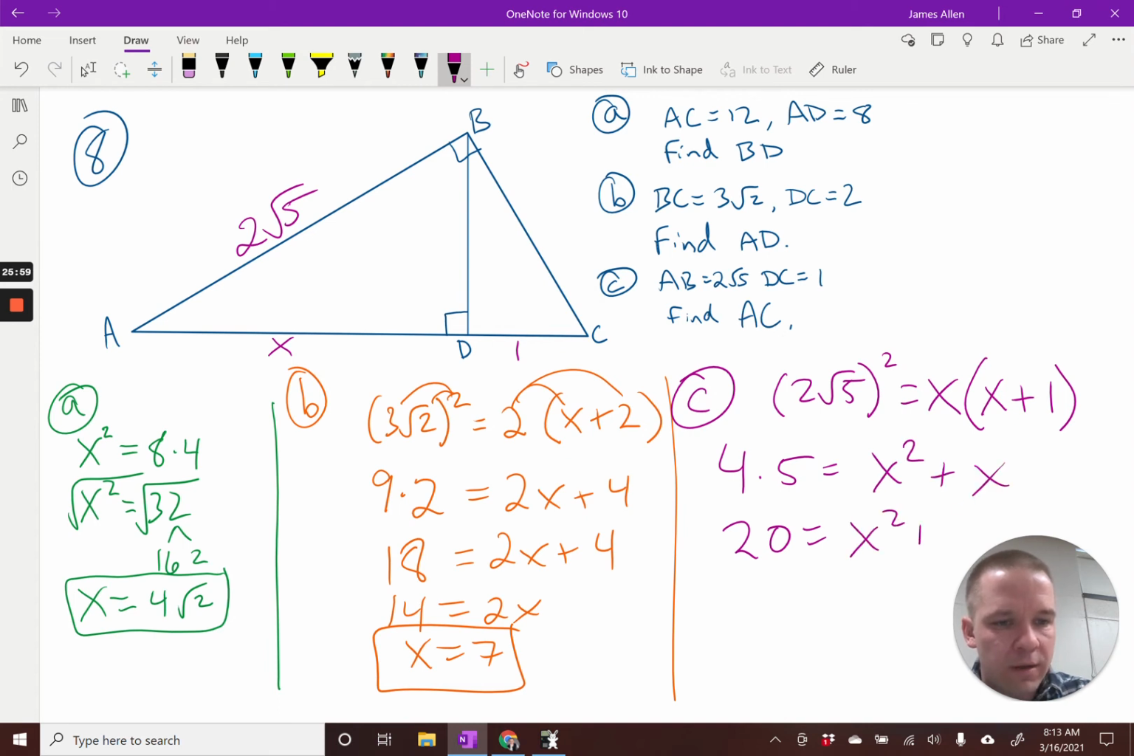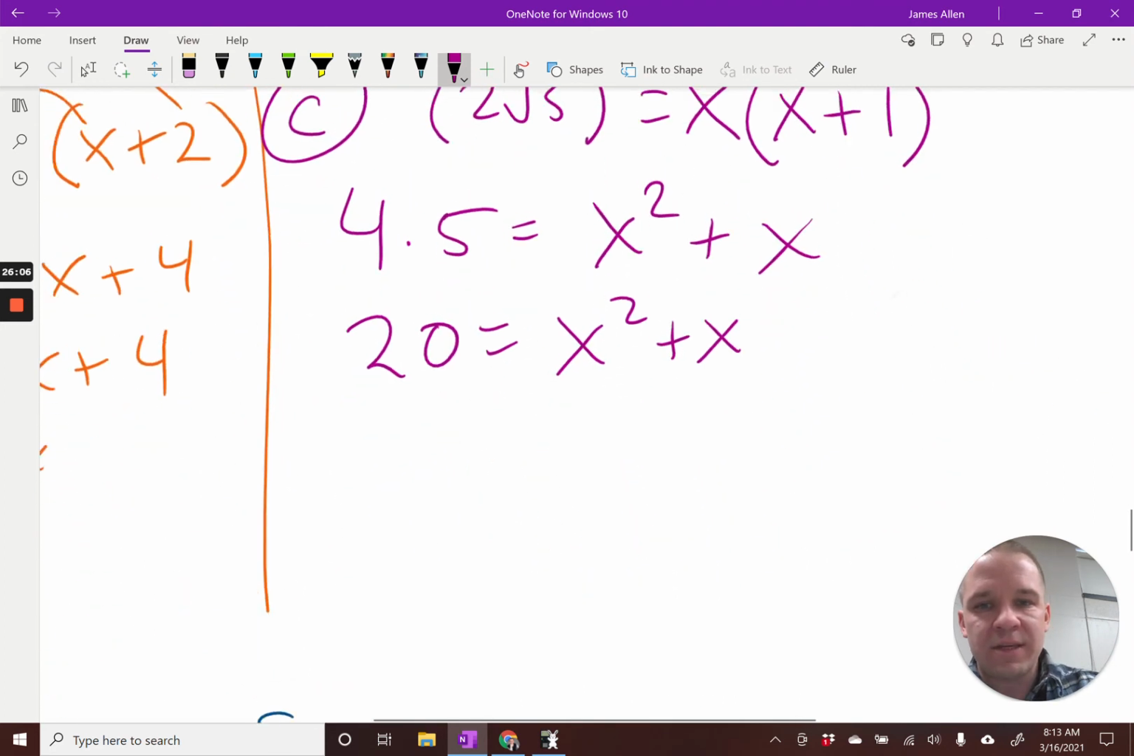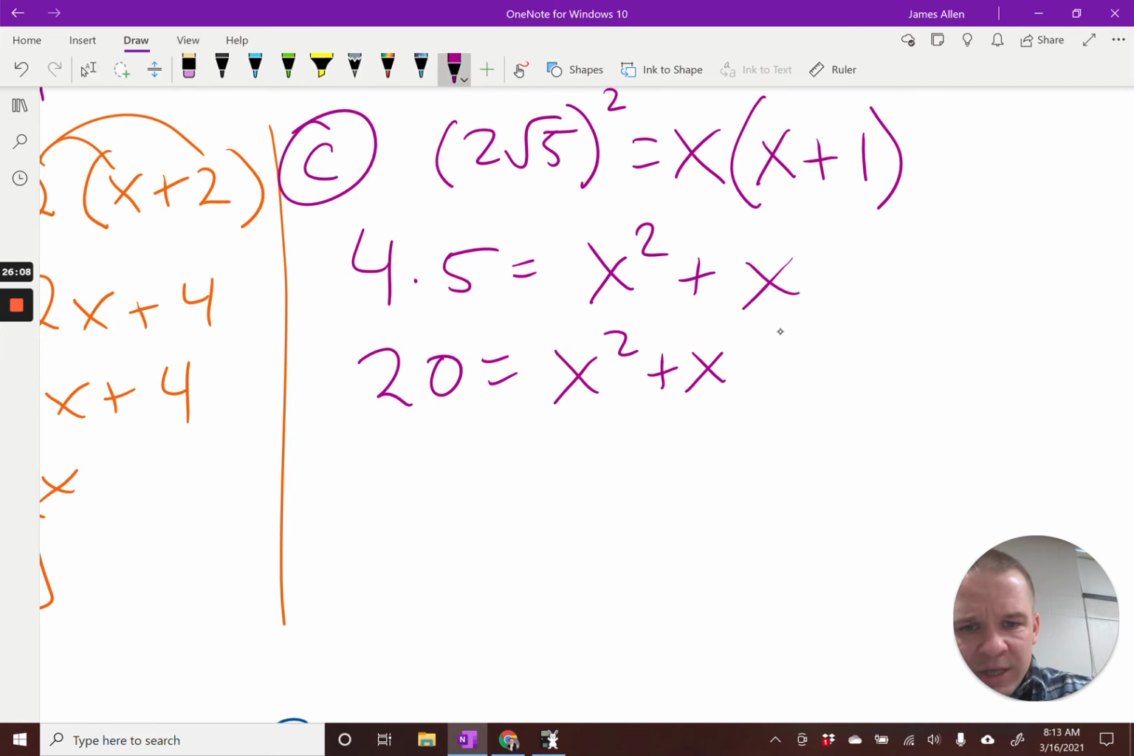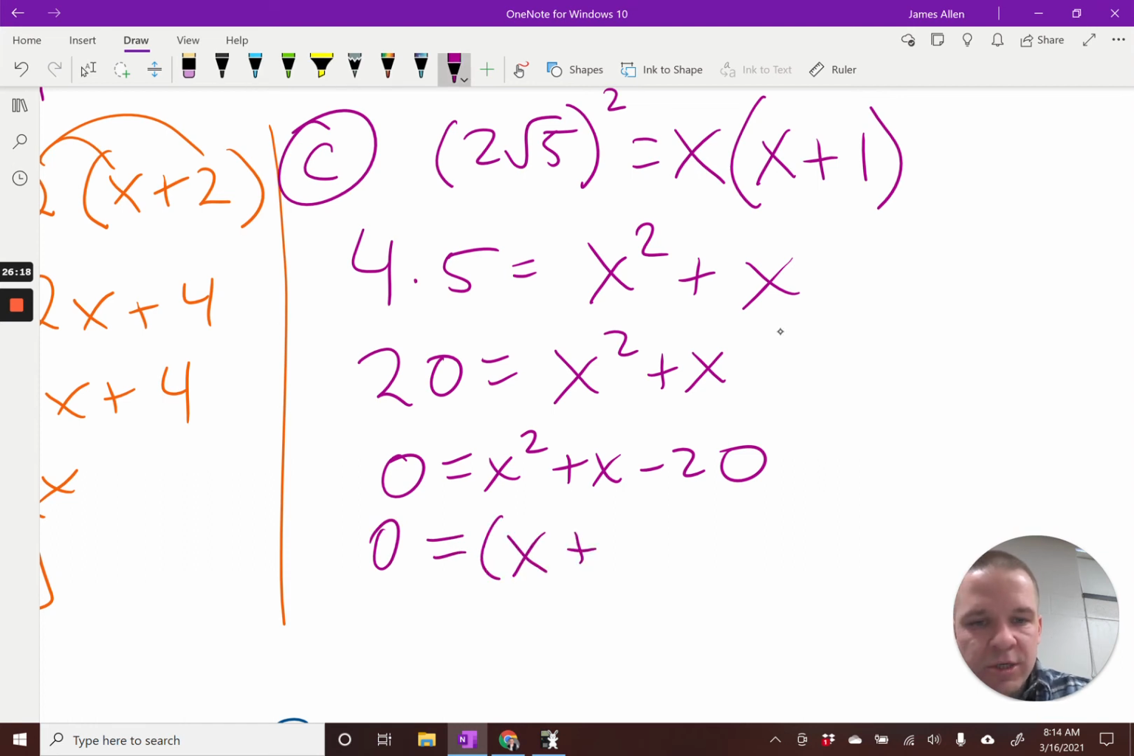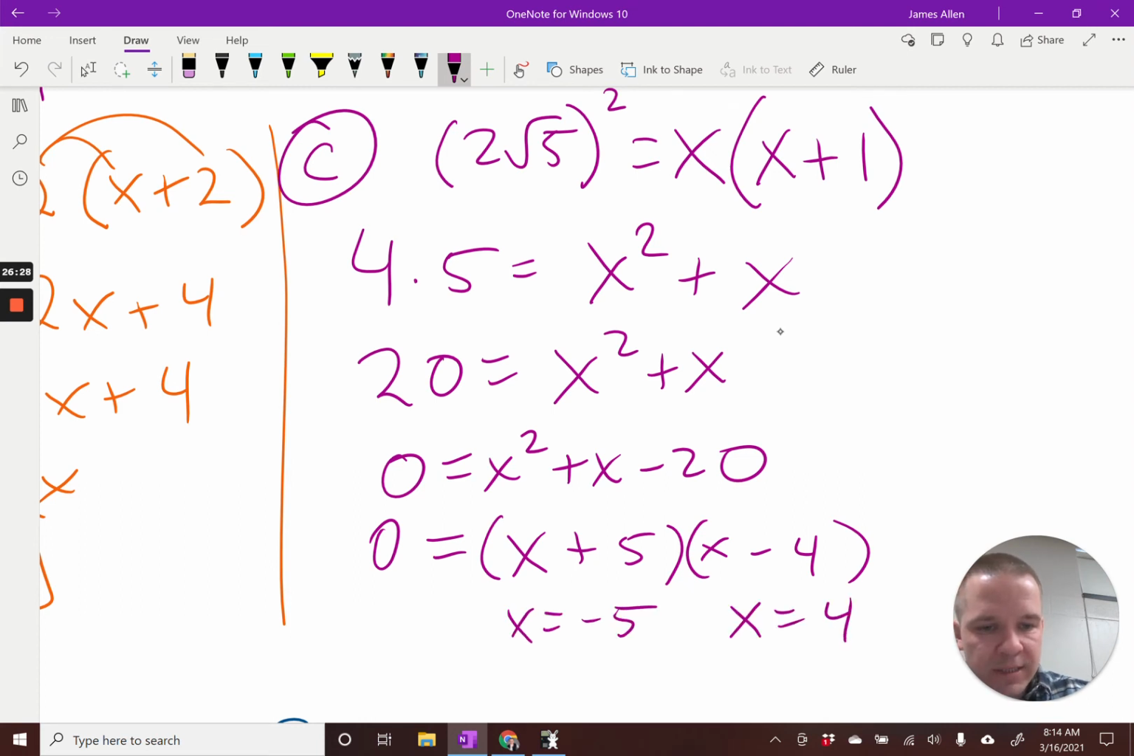Oh boy. Of course, we've got factoring over here. So let me zoom in on this one. So we've got 0 equals X squared plus X minus 20. I'm going to factor. I know you're probably freaked out, like, whoa, why is the 0 on the left, Mr. Allen? You can't do that. Yes, you can. So what multiplies to negative 20 and adds to 1? Well, that would be positive 5 and negative 4. So I'm going to get X equals negative 5 and X equals positive 4.